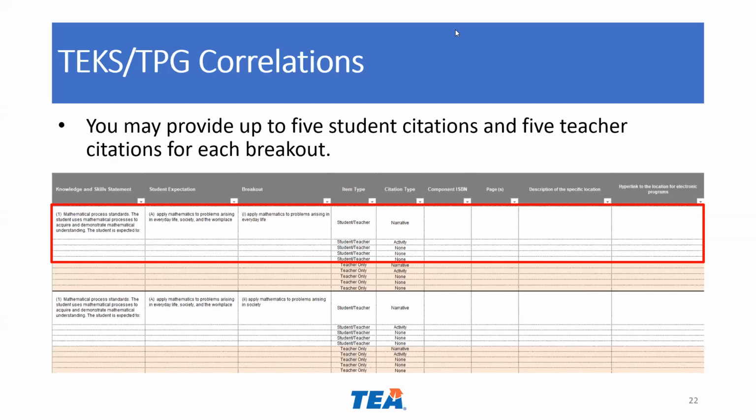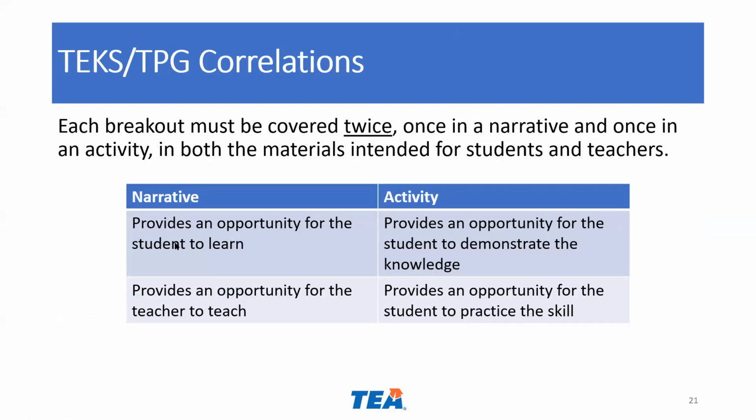And then remember that the reviewers are going to be asking those same questions that I showed earlier here. For the narrative, they're going to ask if that content provides an opportunity for the student to learn or the teacher to teach the skill or knowledge. And for the activity citation, they're going to be looking for an opportunity for the student to demonstrate the knowledge or practice the skill. And so if they can answer yes to one of those narrative questions and one of those activity questions for that content, then that's acceptable.